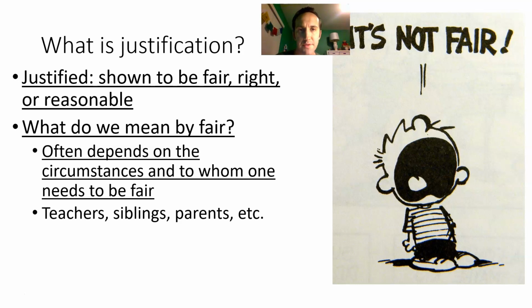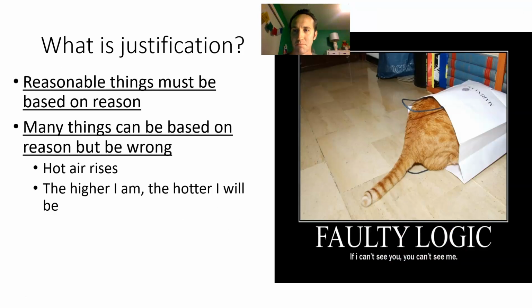So, in previous videos, we looked at the idea of justified. This is shown to be fair, right, or reasonable. Well, we've got to break that down because, like all things, it's going to be a little problematic. What do we mean by fair? That's a pretty subjective claim. It often depends on the circumstances and to whom one needs to be fair. And so it just depends on who you're talking to. Fair in different classrooms is going to mean different things. Fair to your brother or sister is going to mean different things. Fair to your parents will mean many different things. And so that's a little bit problematic there.